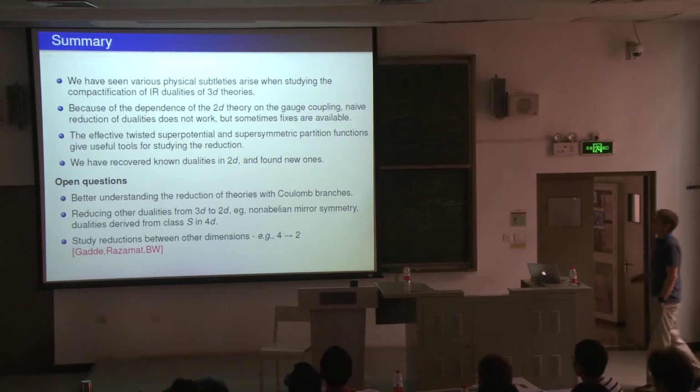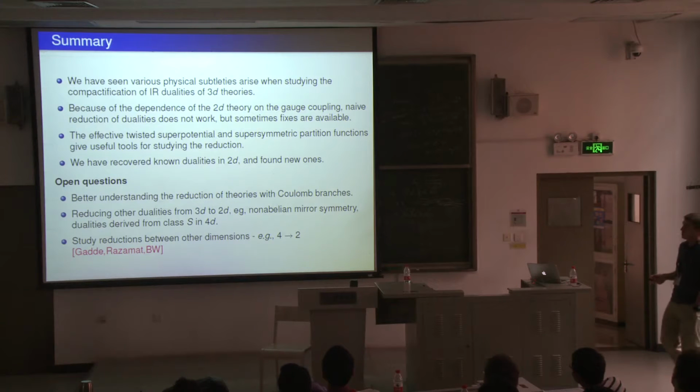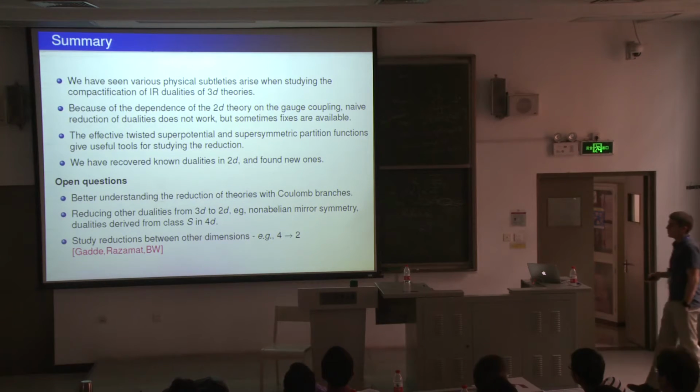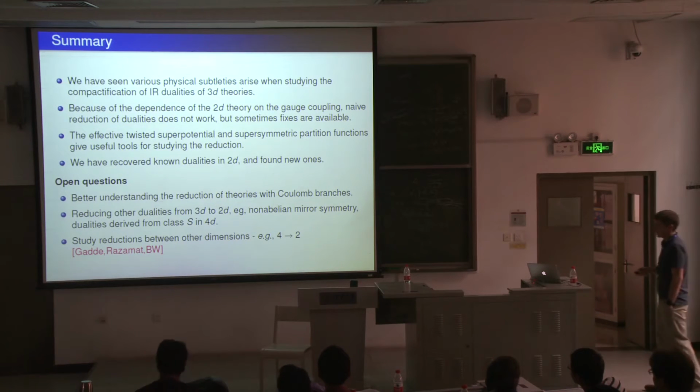Okay, so let me summarize. We've seen that there are various subtleties that arise when trying to compactify IR dualities of 3D theories, and in particular because of the dependence of the 2D theory we obtain on the gauge coupling, the naive reduction typically doesn't work, but in various cases there are fixes that we can find. And to study this problem, the effective twisted superpotential and supersymmetric partition functions are very useful tools. And in particular, we've been able to recover several known dualities and find a few new ones.